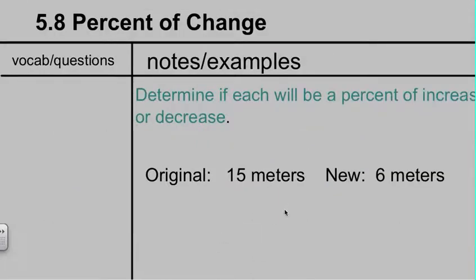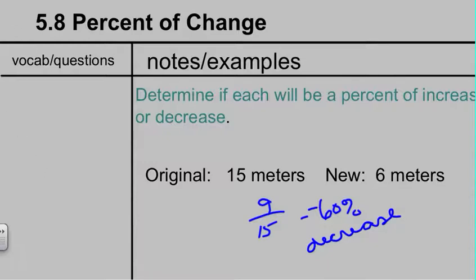Yet again, same thing. We're going to take it, figure out the difference. 15 minus 6. I'll have 9 divided by 15. This is going to be the same as, let's see, 3/5, which is going to be 60%. What you need to notice here, though, is that it's a decrease. So that would be a negative, or a decrease of 60%.